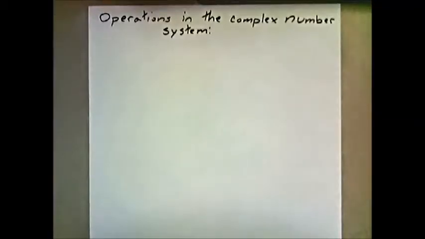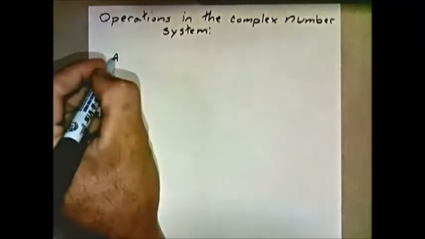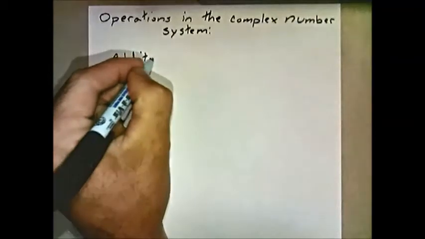Let's take a look at the operations within the complex number system. Remember the operations that we have in mathematics, the four basics: addition, subtraction, multiplication, and division. We're going to look at the first three: addition, subtraction, and multiplication.